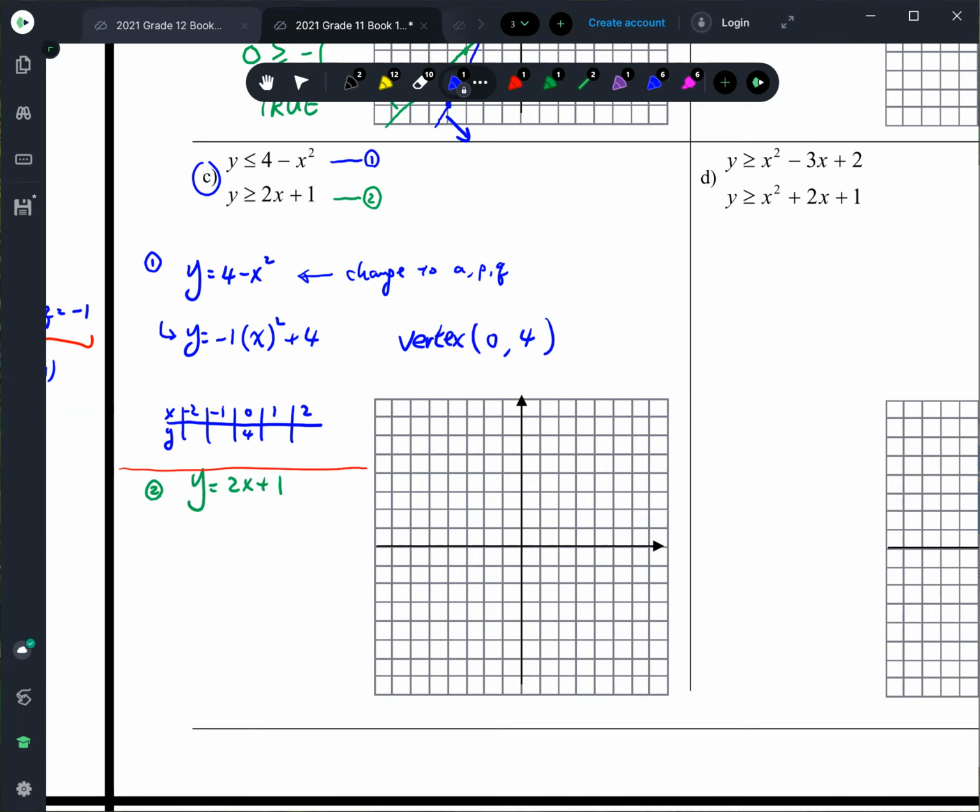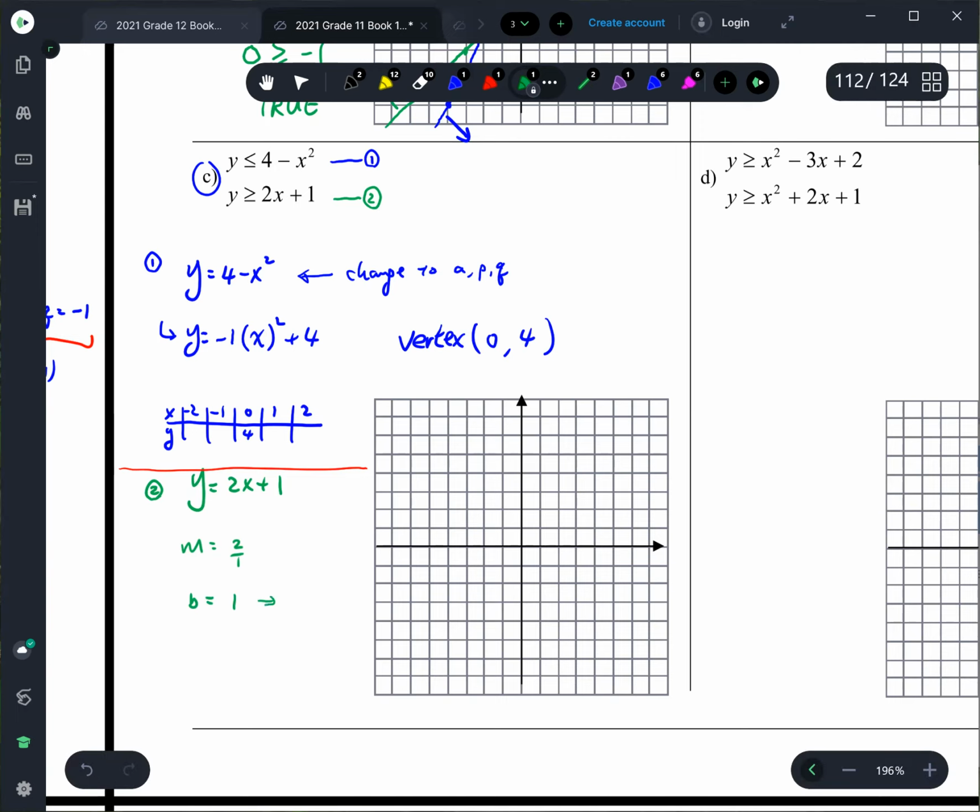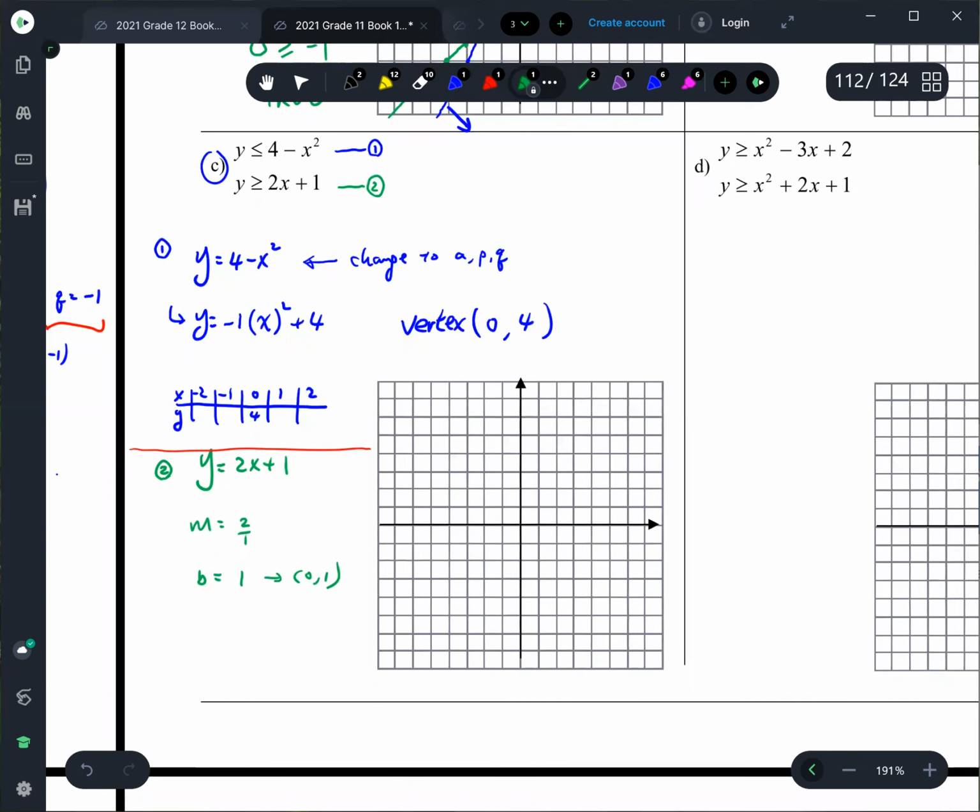Okay, Tony, what's the slope and y-intercept for the green? The slope will be 2/1, and then the y-intercept will be 0 and 1. Yep, okay, so which means 0 and 1. Right, so please graph both. After you got both graphs, please raise your hand.